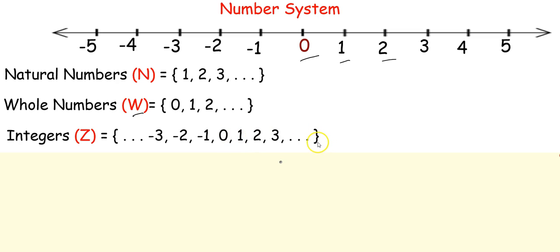Now at this point we understand that this set of natural numbers is included in integers. The set of whole numbers is also included. That is, one is contained in the other one. Natural numbers are a subset of whole numbers. Whole numbers are a subset of integers.